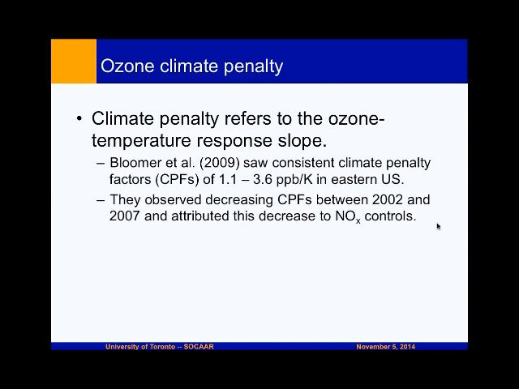And there have been observational studies of that. A paper by Bloomer et al. A few years ago, they basically in Northeast, came up with a range of about 1.1 to 3.6 ppb per Kelvin in Eastern US. What they did find that was interesting was that this climate penalty, which is essentially the slope of change in ozone with temperature, has decreased between 2002 and 2007 when very aggressive NOx emission reductions took place in that region from power plant industry.